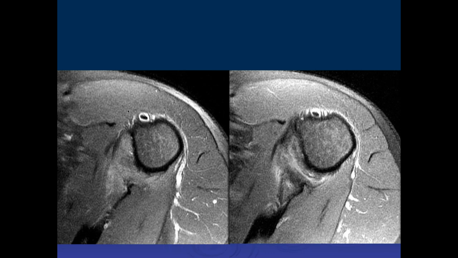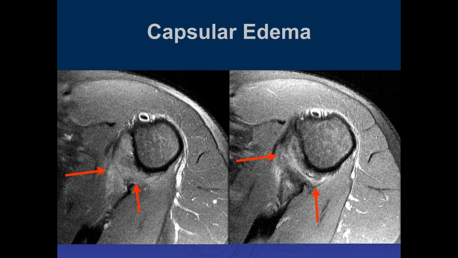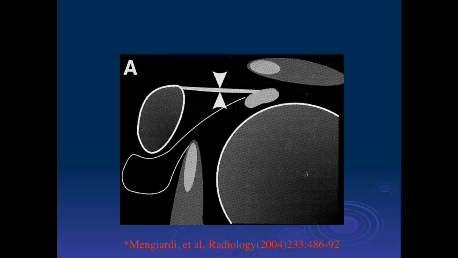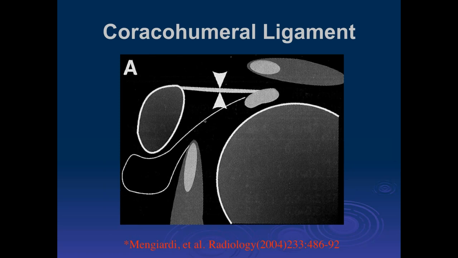And so here we can see this is a person with early symptoms of pain with motion of the shoulder. You can see a lot of edema surrounding the inferior capsule in this area, which is a common location for involvement with this condition. That's capsular edema. You're all familiar with this paper from Mengiardi, where they look at the CC ligament up here and the rotator cuff interval fat. And that's the way it should normally look, coracohumeral ligament.